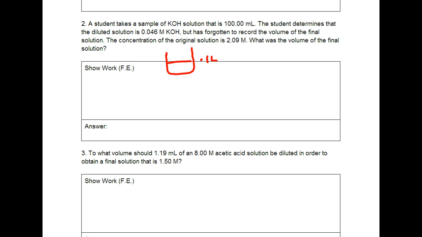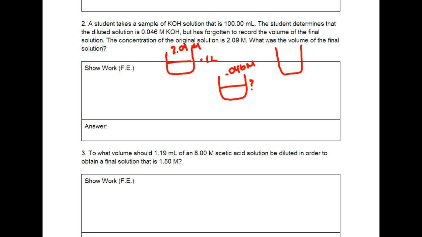Number 2. A student takes a sample of KOH solution that is 0.1 liter. The student determines that the diluted solution is 0.046 molar, but has forgotten to record the volume of the final solution. The concentration of the original solution is 2.09 molar. What was the volume of the final?